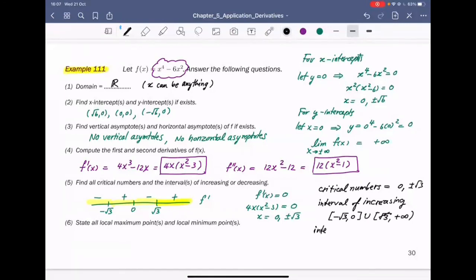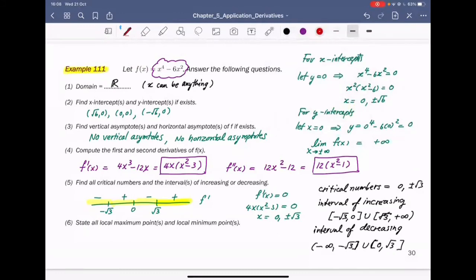And the interval of decreasing, we're almost there, everyone, is negative infinity to negative square root 3, union 0 to square root 3. All right, sounds good. Next, we're going to look at the local max and local min.